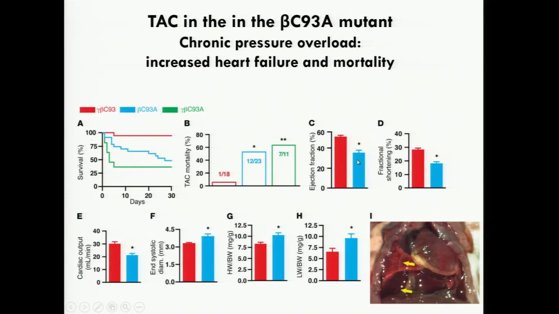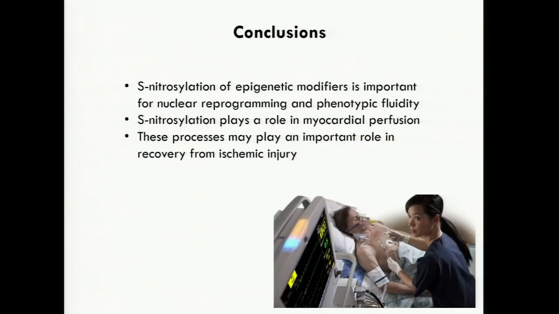Ejection fraction I've already shown, it was reduced. It's still reduced at 30 days, and fractional shortening is reduced. Cardiac output is reduced in the mutants, and diastolic and systolic volume is increased, and heart weight is increased, and lung weight is increased. All measures of heart failure. So to conclude, S-nitrosylation of epigenetic modifiers is important for nuclear reprogramming and phenotypic fluidity. That's the work of Shu and Johnny and Polish, and really is a very nice story.